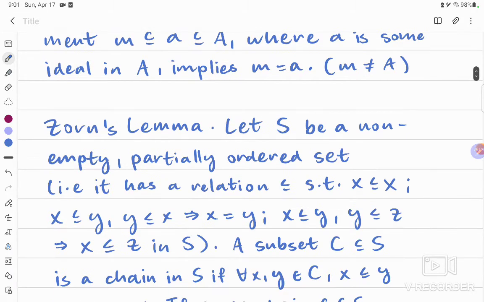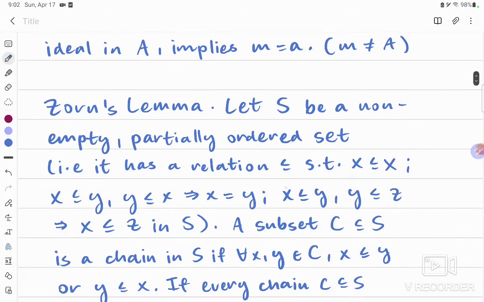So a partial order relation satisfies, for every x in S, each element is less than or equal to itself, that is, it's reflexive. Then you have antisymmetry: x is less than or equal to y and y is less than or equal to x implies equality, so x equals y for every pair of elements. And also, it has transitivity: x is less than or equal to y and y is less than or equal to z implies that x is less than or equal to z, where x, y, and z are all in S. So these are the axioms for a partial order relation on a set S.